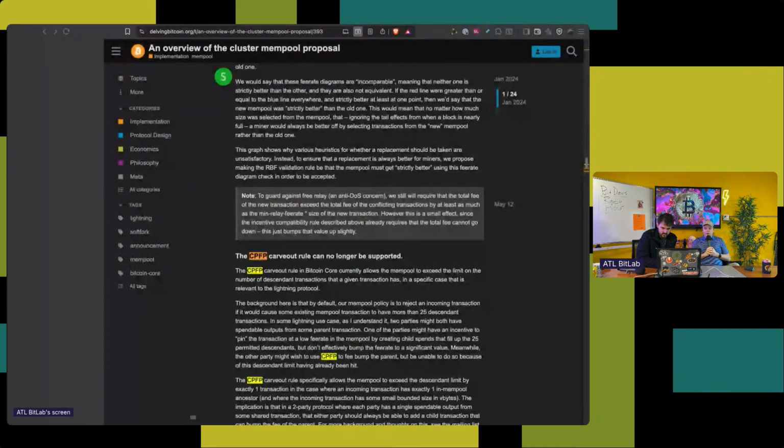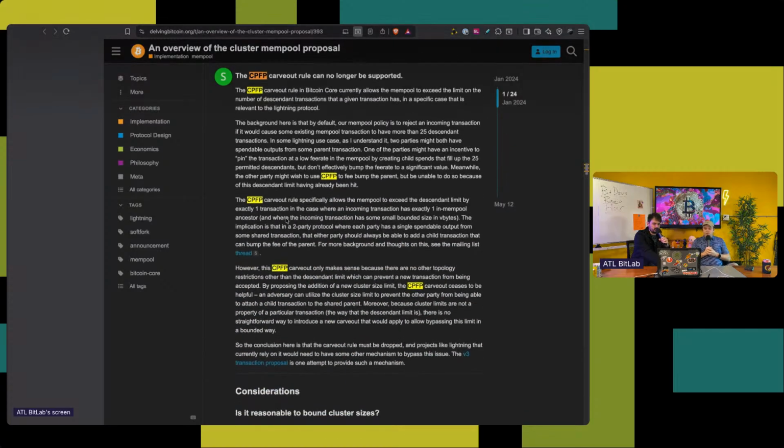So what cluster mempool is attempting to do is to unify these rules together so that the mempool behaves properly in all situations consistently. This will allow us to support more complicated transactions such as those in layer 2 protocols, so we can make Lightning more efficient. We can get rid of bespoke rules like the CPFP carve-out rule, and it should allow more complicated layer 2 designs like ARK to be possible.